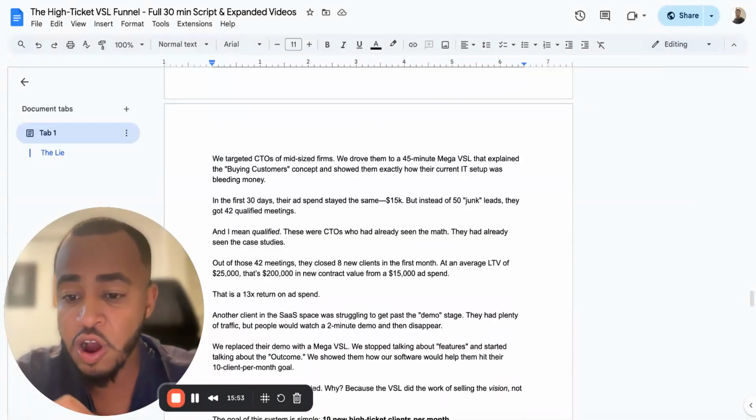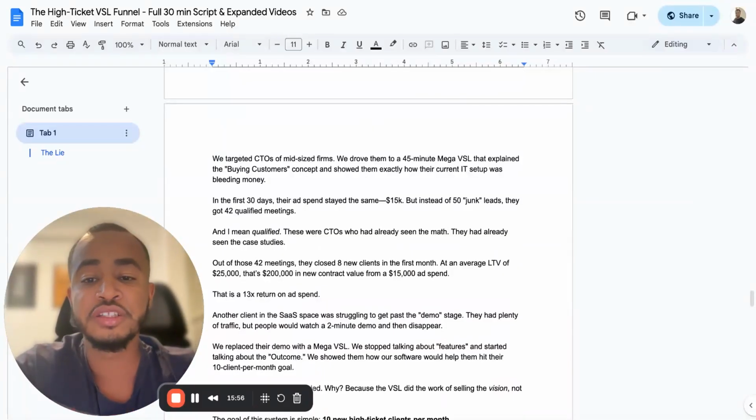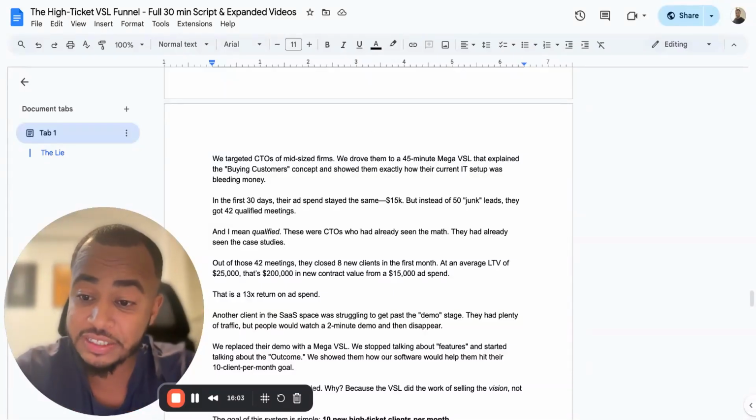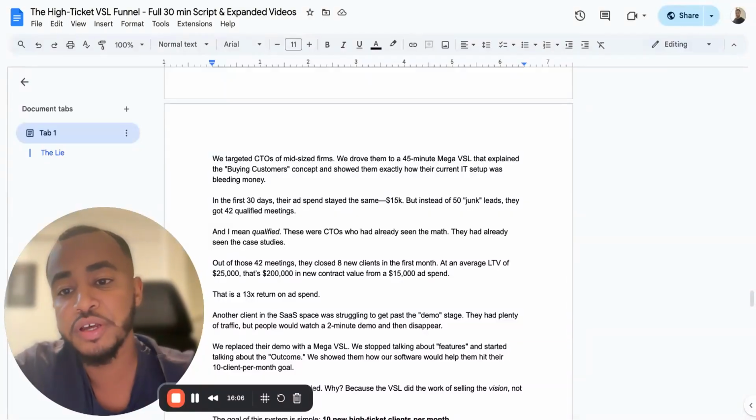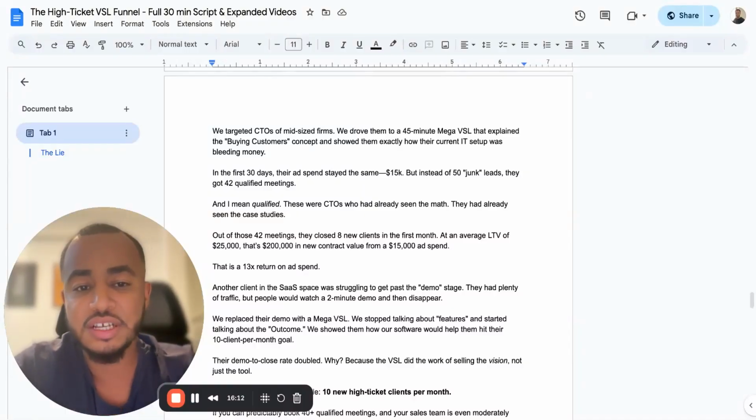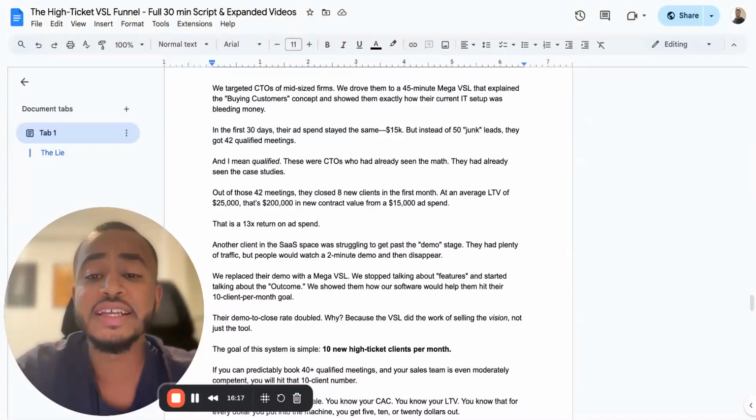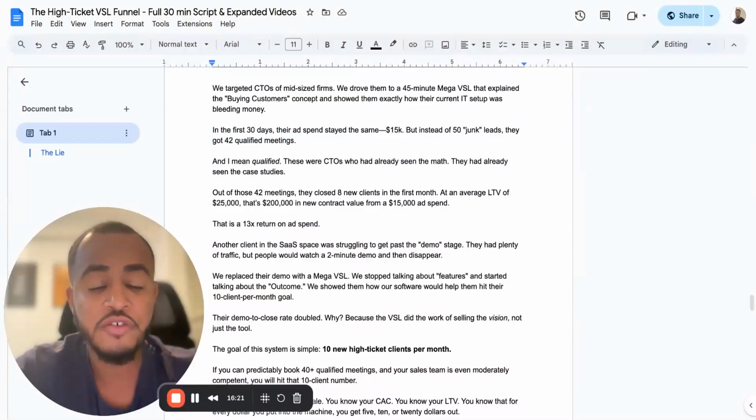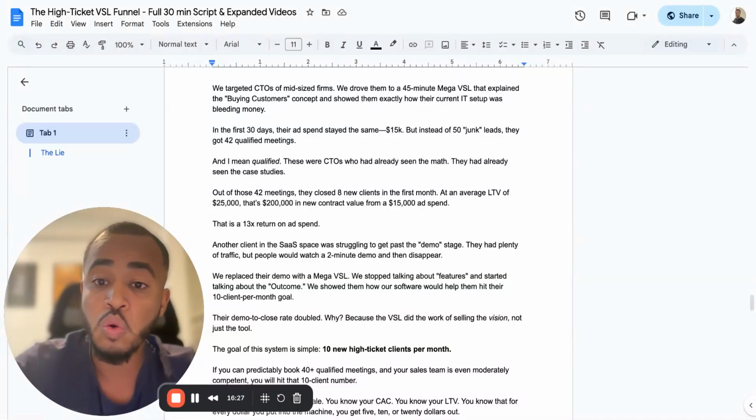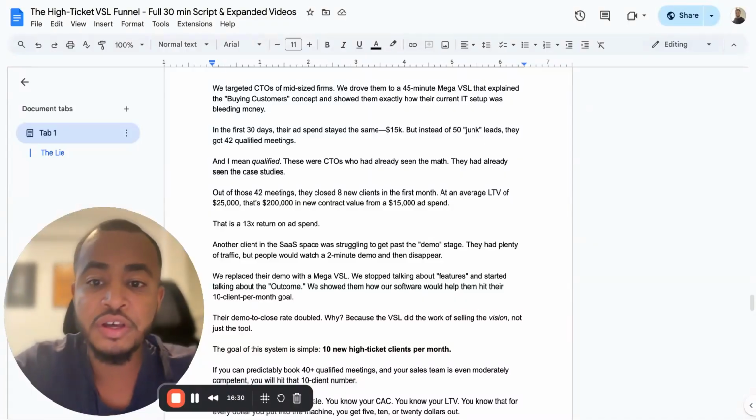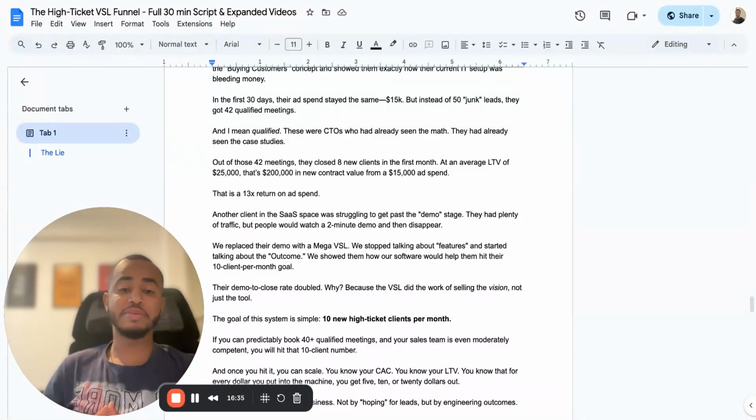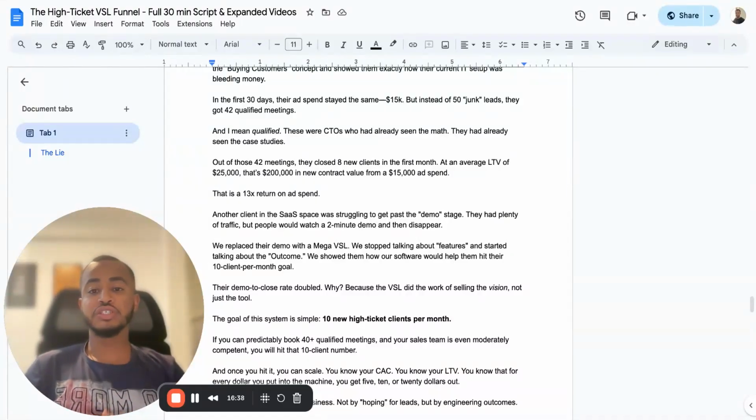This offer is cooking right now, and we target CTOs of mid-sized firms. We drove them to 40 to 45 minute mega VSLs that explain the buying concept and show them exactly how their current IT setup was bleeding money. In the first 90 days, the ad spend stayed the same, 15K, but instead of 50 junk leads, they got 42 qualified meetings, and I mean qualified, as these were CTOs who had already seen the math. They had already seen the case studies.